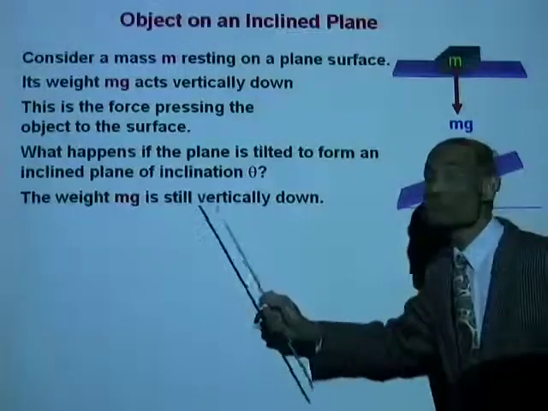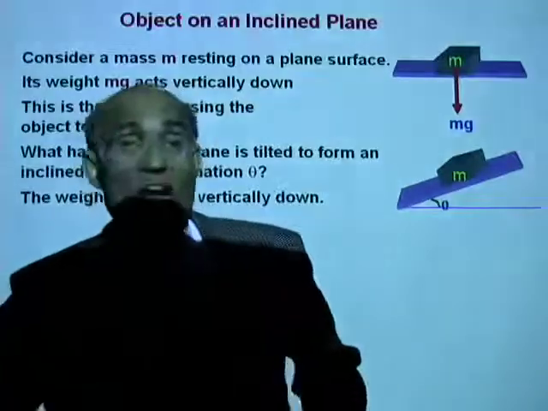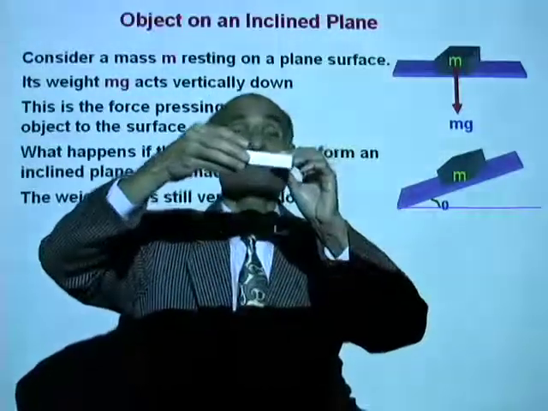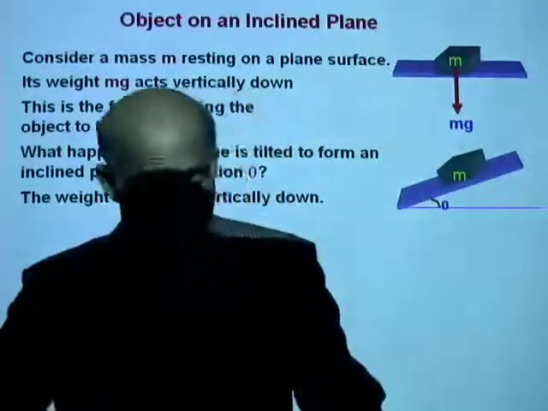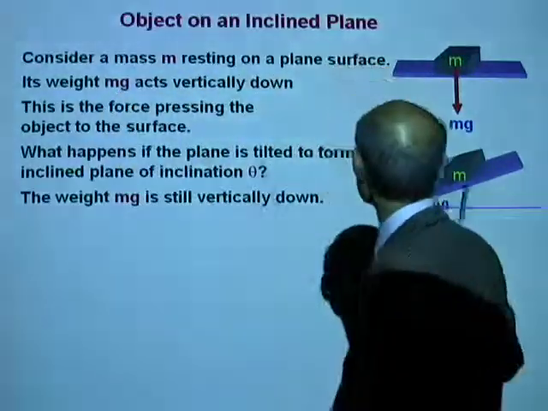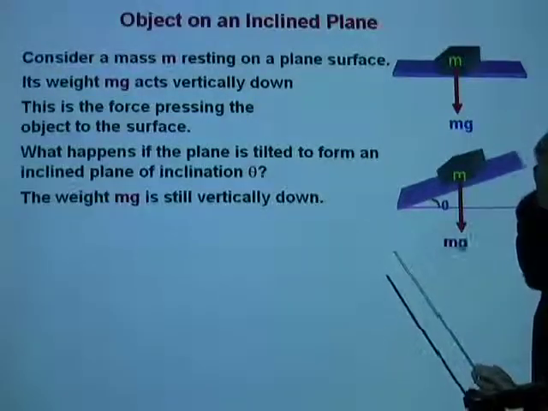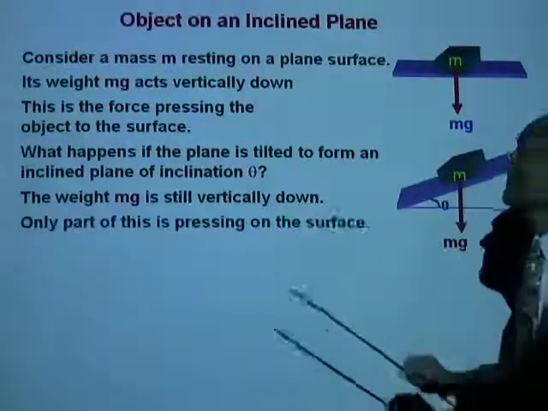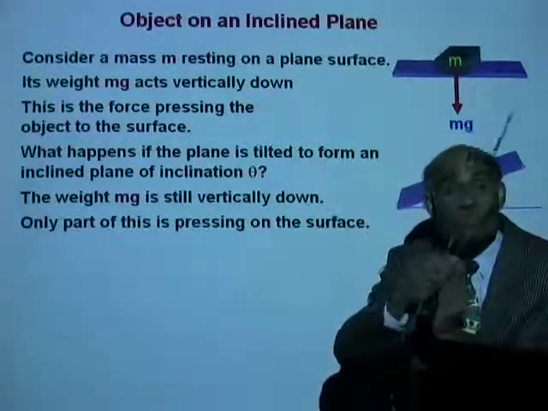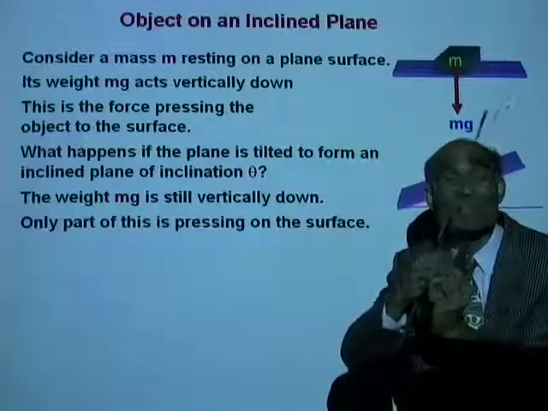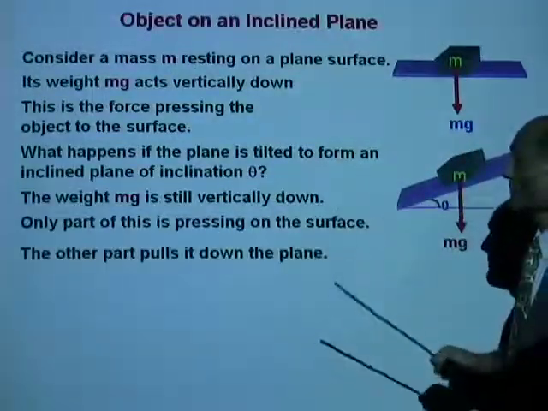Well, the weight mg is still acting vertically down. No matter how you place an object, its weight will always be vertically down. So what is the direction in which I can draw the weight vector? Look at this. The weight is acting vertically down. Only part of this weight is now pressing the two surfaces together. The other part is pulling it down the plane.